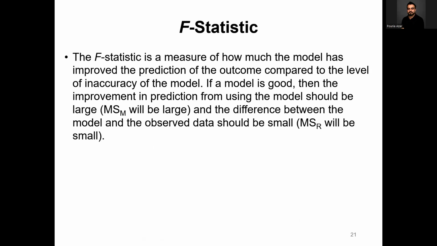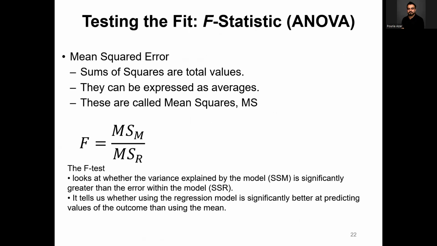And the F statistic is another way of measuring how well the model represents the reality or the general population. Whenever our model is good, then the mean square for the model will be large and the mean square for the residuals will be small.